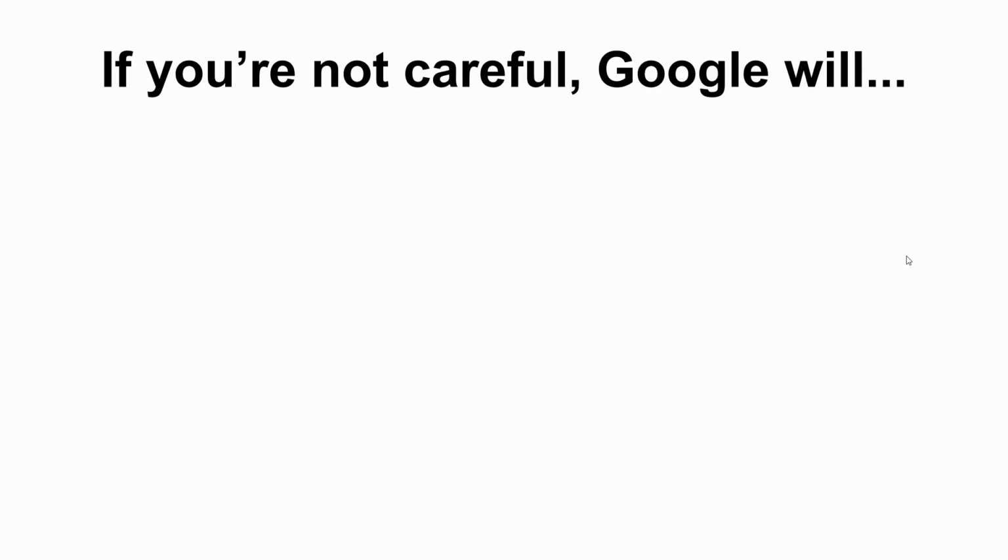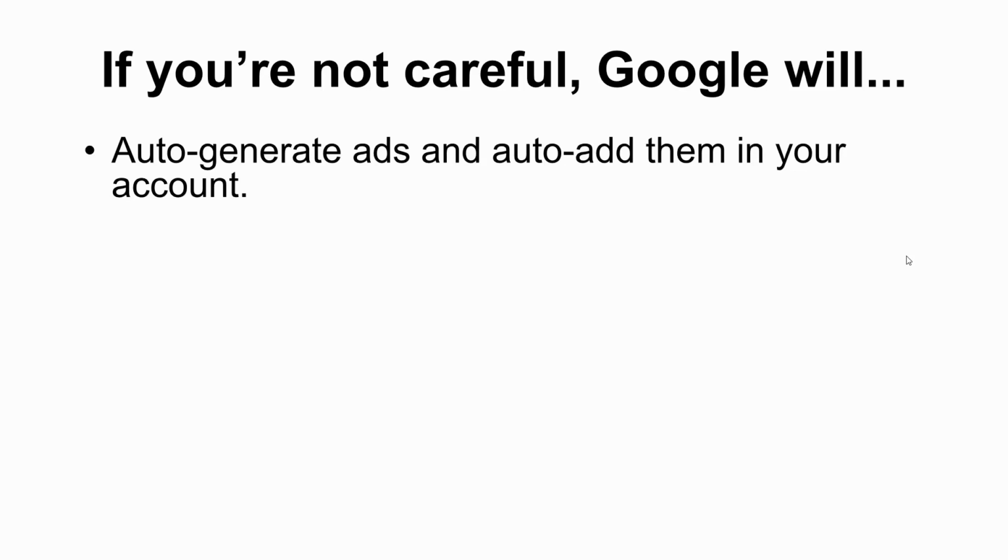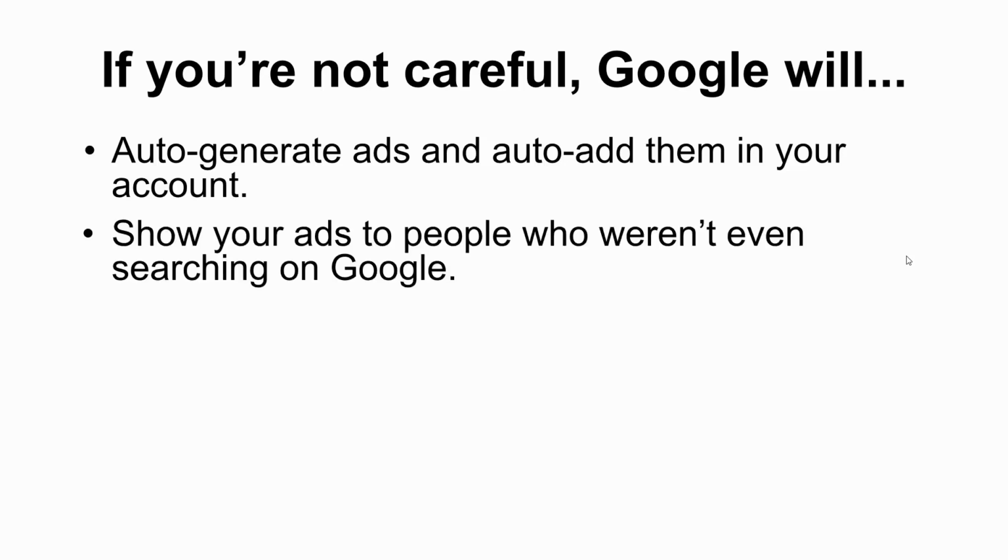So let me point out a couple things. If you're not careful, this is how people are wasting their money. If you're not careful, Google will auto-generate ads and auto-add them in your account. Google has some very sophisticated artificial intelligence, but that AI is not competent at writing ads. But they still force this on people. Their computers will write ads for you, and then if you don't stop it, those ads will just automatically show up in your account, and you'll be paying to put those ads in front of people.